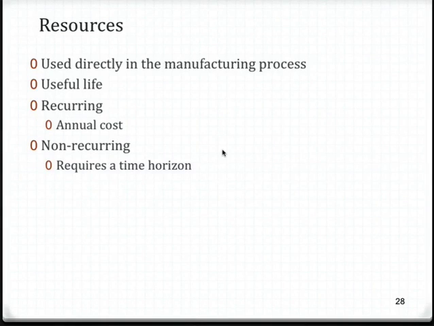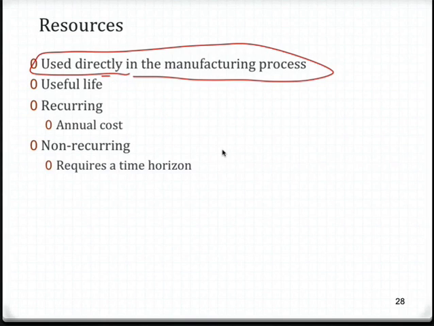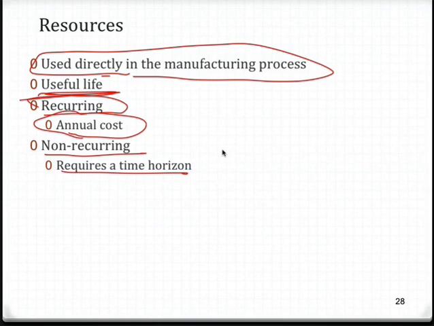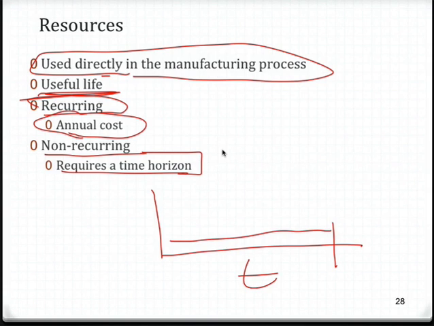So if we look at resources, again, because it is a direct cost, we have to be using these resources directly in the manufacturing processes during the adding of value. And so we have a useful life in which this equipment is usable to produce that value. We can further categorize it in terms of a recurring cost, typically with a time frame of some type of annual cost, versus a non-recurring cost. The big difference here is if it's non-recurring, then I need some finite time horizon. At some point, we're going to have to replace that particular resource.